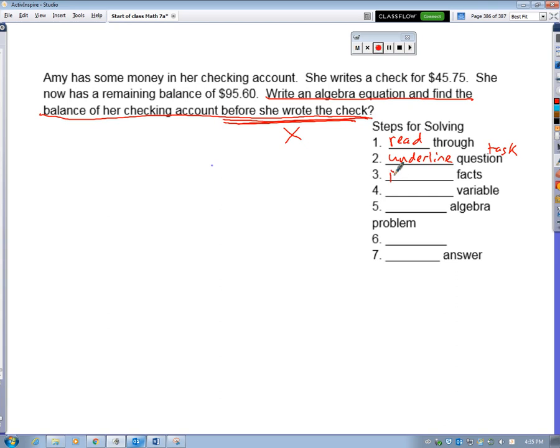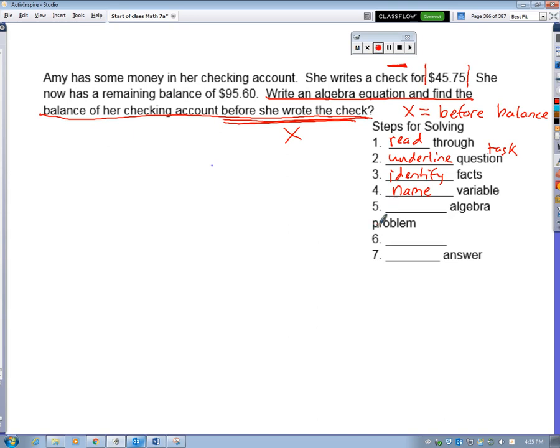Alright, identify the facts. Okay, she writes a check for $45.75. Writing a check, we know that is taking money out of the account, so I'm going to put a minus sign there because I know money is going to leave. We are going to name the variable. Step number 4. Our variable is going to be our before balance. Alright, so I'm just going to put x equals before balance. Okay, what she started with. Alright, how much money she started with.